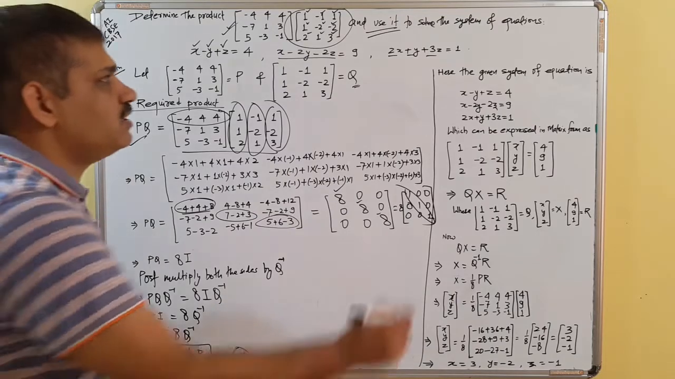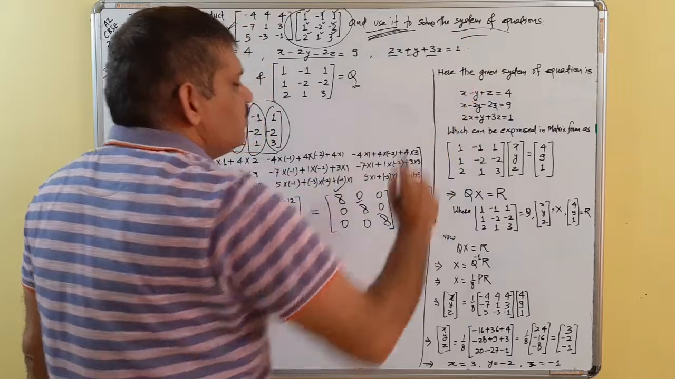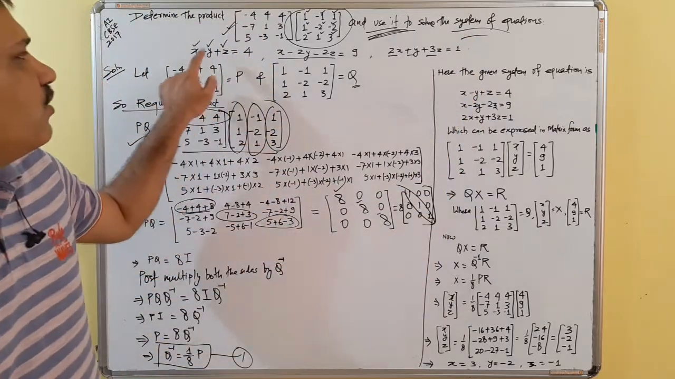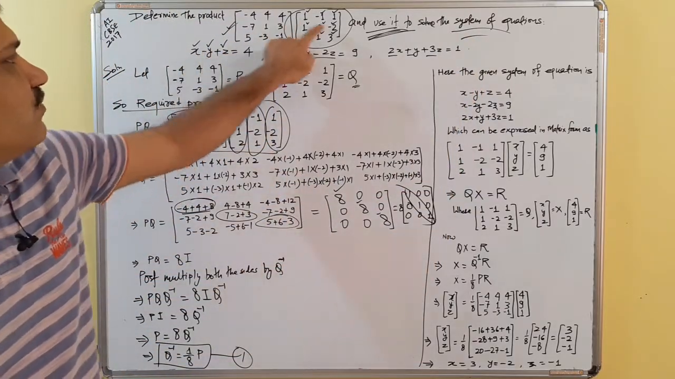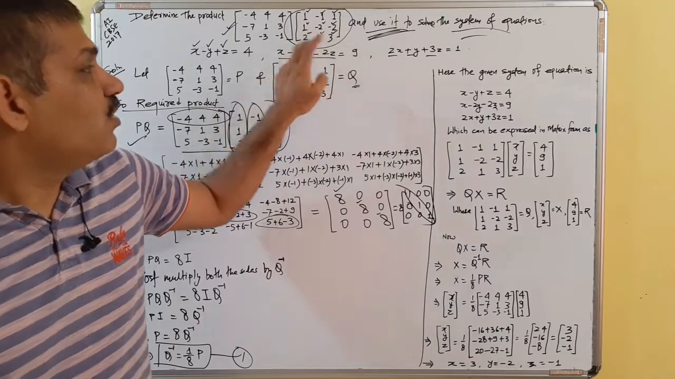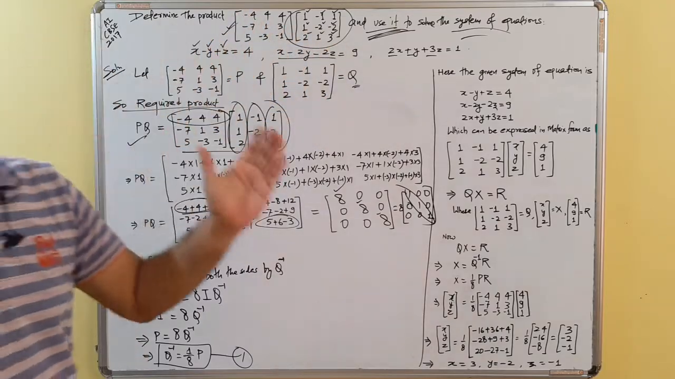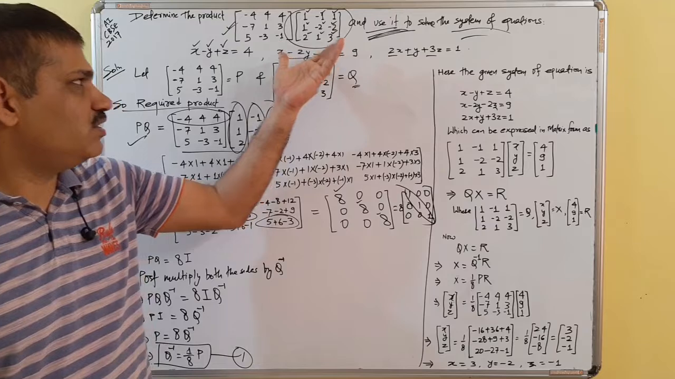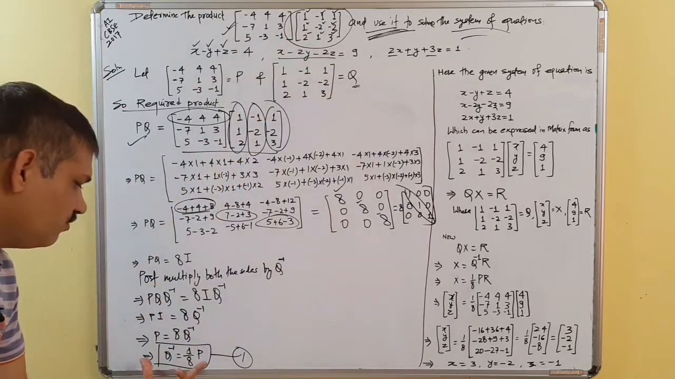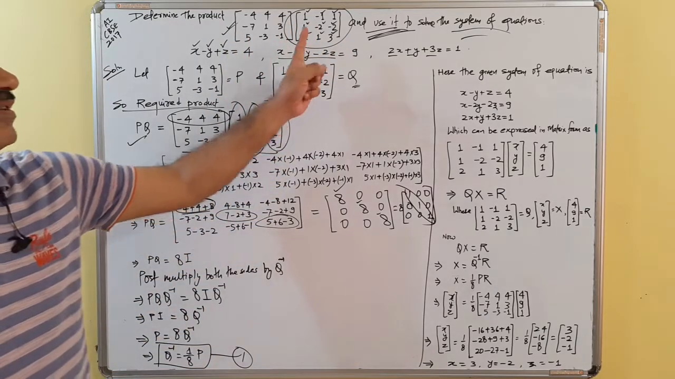This product is to be used to solve the system of linear equations. So when we are to find the inverse of this matrix, we are not going to find the adjoint of this matrix. Actually, with the help of this product, we have found the inverse of this matrix.